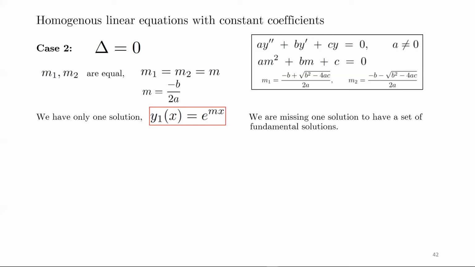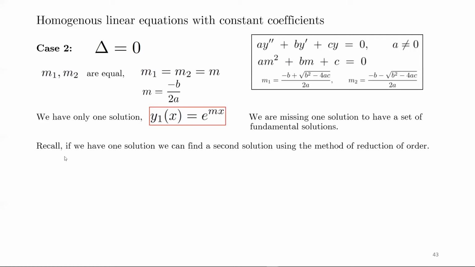But wait a minute, didn't we deal with this problem last lecture? If someone gives me a second order homogeneous ODE with only one solution, I can generate a second solution. If we have one solution, we can find a second solution using the method of reduction of order.